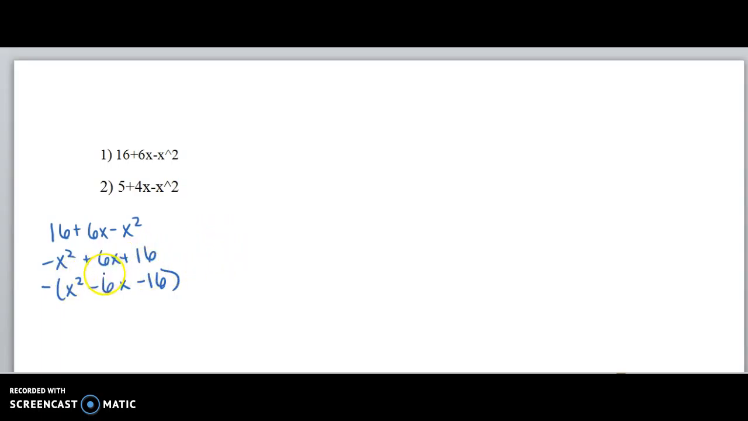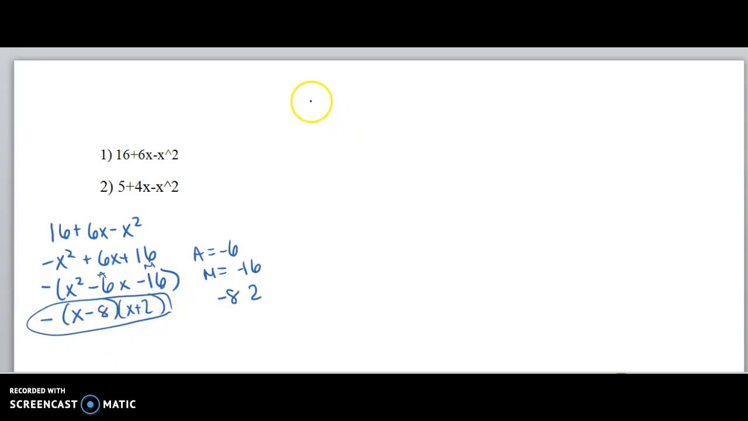So now we need to find two numbers that add and give you negative 6 and multiply and give you negative 16. So 8 and 2, it's going to be negative 8. Negative 8 times 2 is negative 16. Negative 8 plus 2 is negative 6. So then this breaks down into x minus 8, x plus 2 with the negative on the outside.